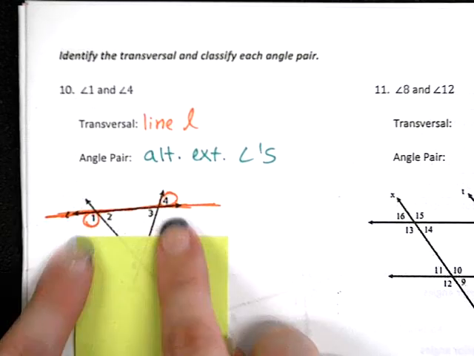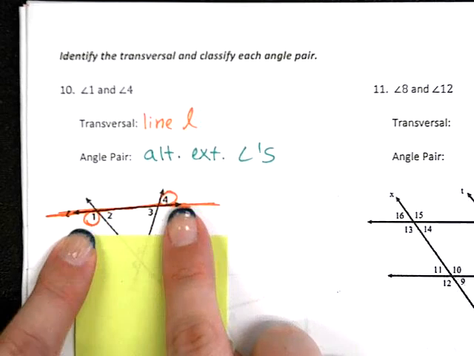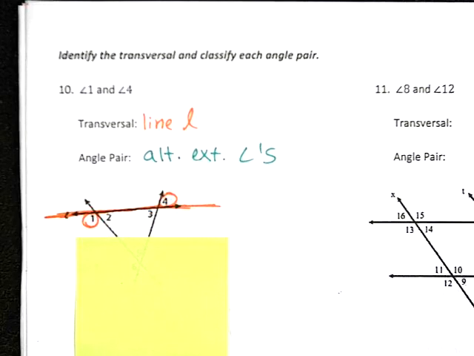So if you circle the two angles and you draw in your transversal, then it's just a matter of figuring out, okay, are they on the same side of the transversal or different sides of the transversal? And then you can kind of move on from there.